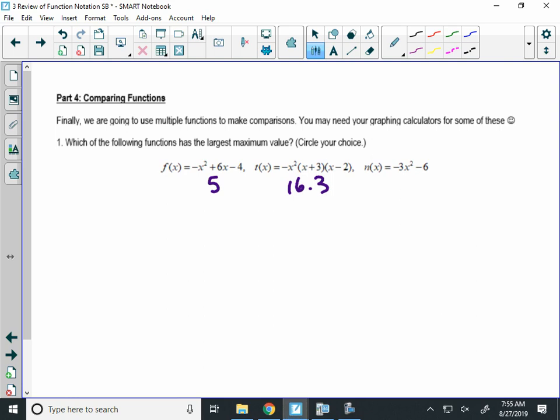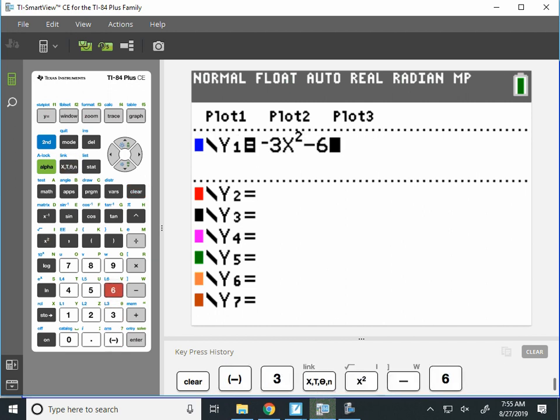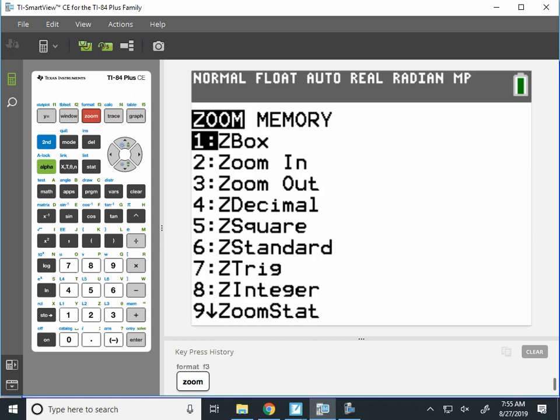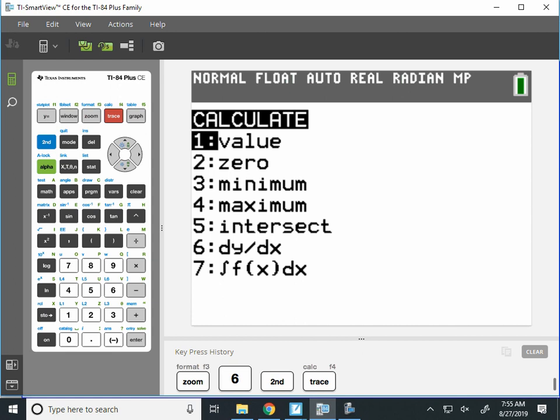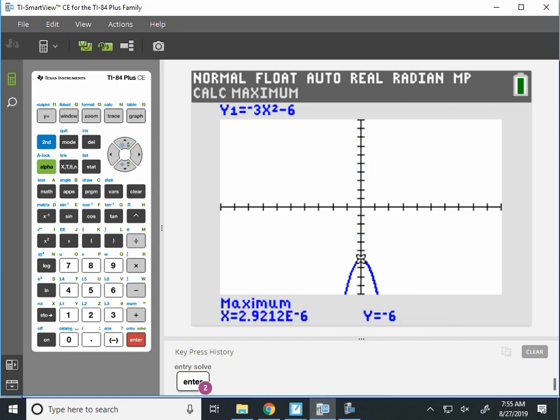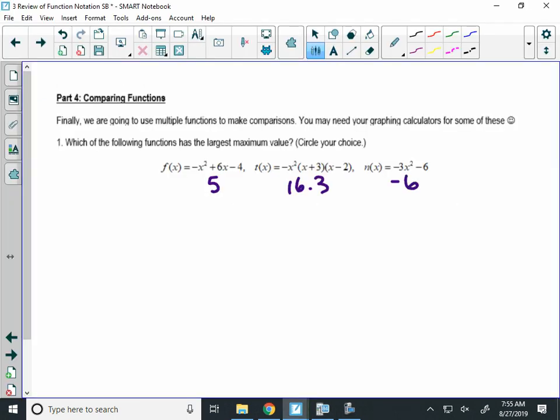And then finally, n of x, negative 3x squared minus 6. Right, this one's down below. I can reset the graph. Remember, I hit zoom 6. And when I trace it, I know it's going to be a negative, so it won't be the winner, but at least we can practice finding the maximum here. The maximum is at negative 6. All right, so the answer, the largest maximum, would be t of x.